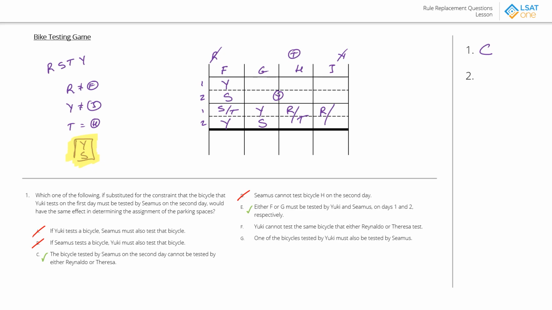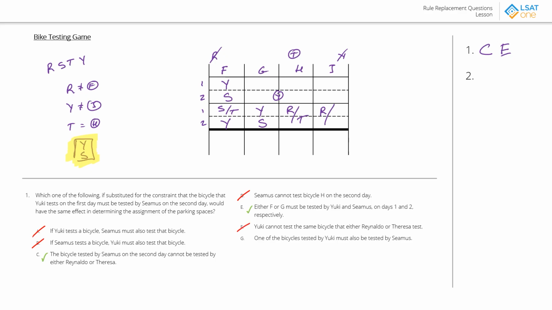Answer choice F. Y cannot test the same bike that either R or T test. Now, you'll notice that's not really true at all, because we know that Y could have gone with T, specifically the Y that goes on day 2. So we can get rid of F. That never had to be true.